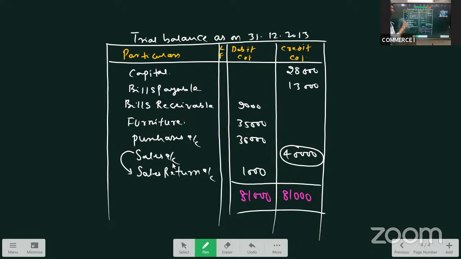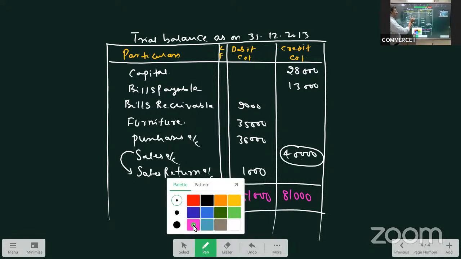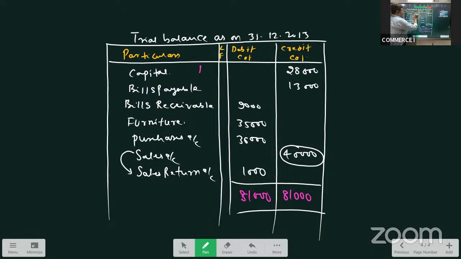Okay, so if you want me to discuss this in detail, capital, I told you, it's an internal liability, an owner's equity, it has to be placed in the credit column. Bills payable is a liability, placed in the credit column. Bills receivable is an asset, placed in the debit column. Furniture is an asset, debited. Purchase is an expense, debited. Sales is an income, credited. And sales return is the opposite activity of sales. So we give it a treatment of expense, let us say, and take it in the debit column.